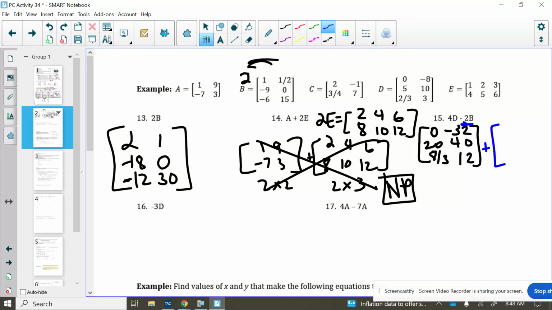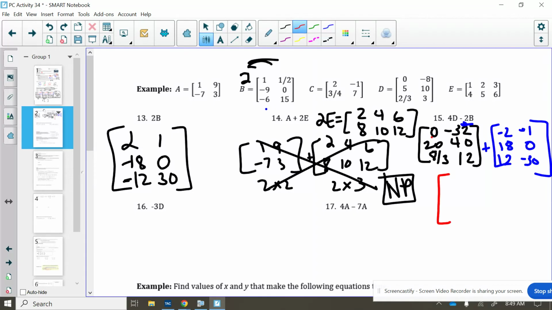So if I multiply B by a negative 2, I get negative 2, negative 1. Negative 9 times negative 2 is positive 18. 0 times negative 2 is 0. And then negative 6 times negative 2 is positive 12. Negative 2 times 15 is negative 30. Okay. So now we can combine these 2 matrices then to get our final.